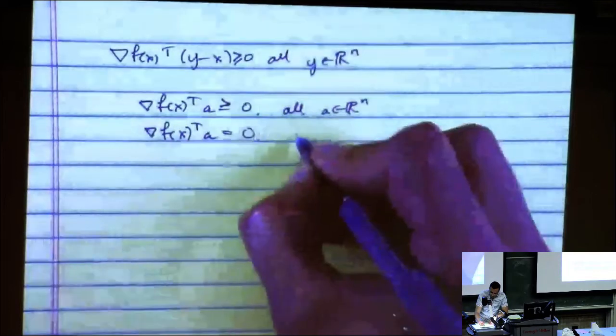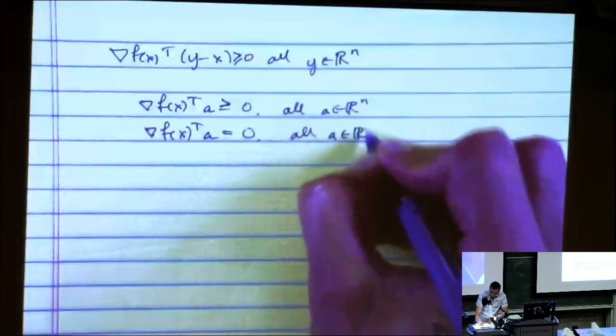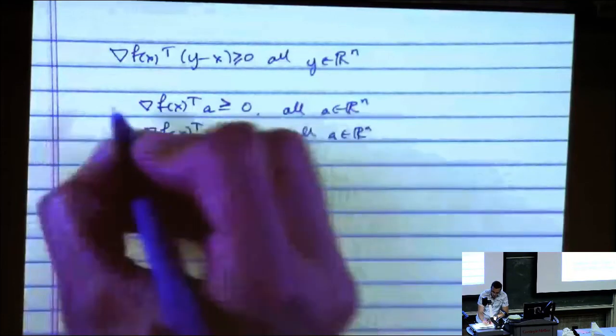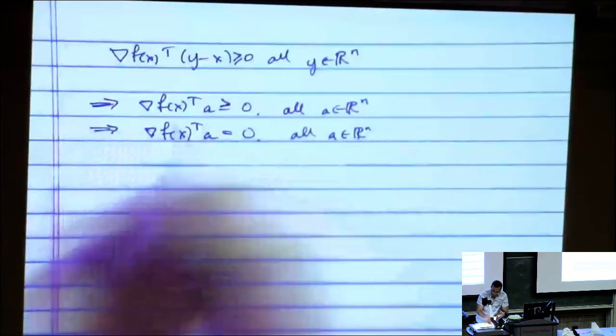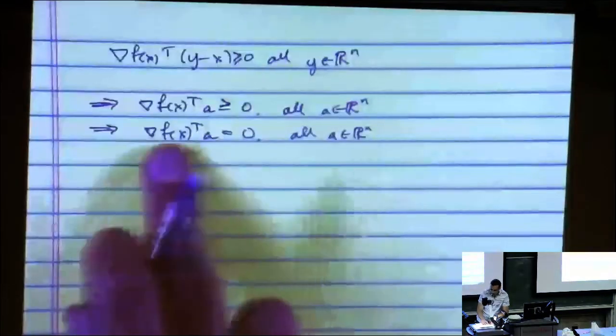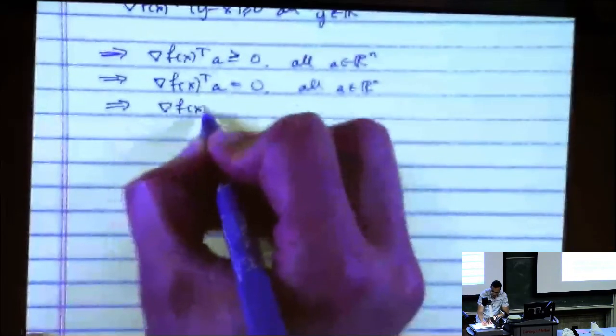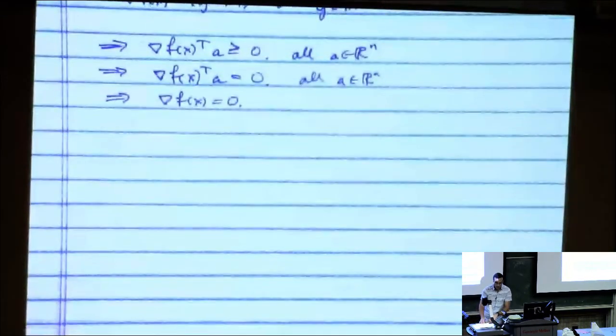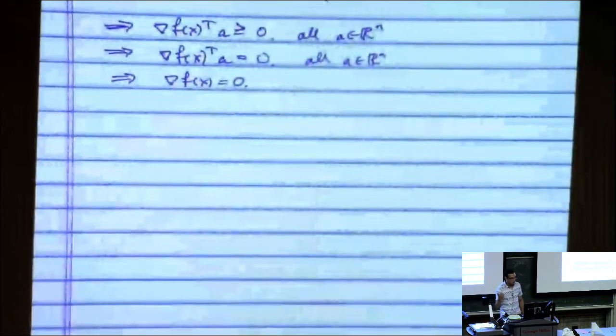Just by taking a and minus a in the above equation. And now I can just, for example, take a to be each one of the canonical basis vectors, like 1 then all zeros, then 0 then 1 then all zeros, to find out the gradient itself must be 0. So if I ever have unconstrained smooth convex optimization, then this is a condition for optimality. The gradient must be 0 at the solution x.